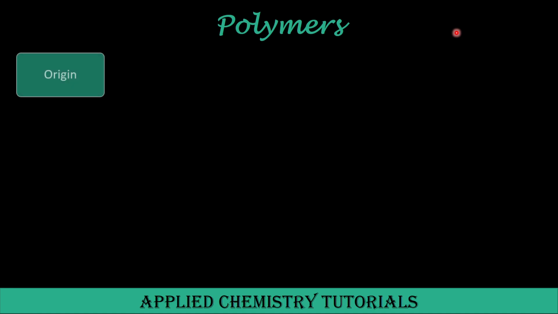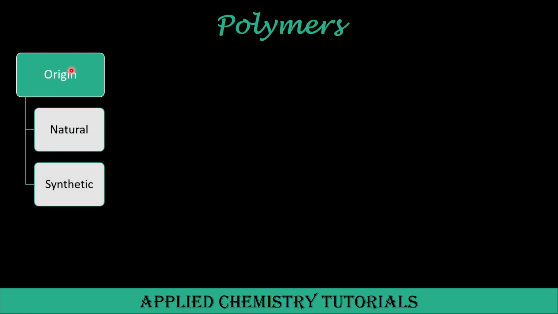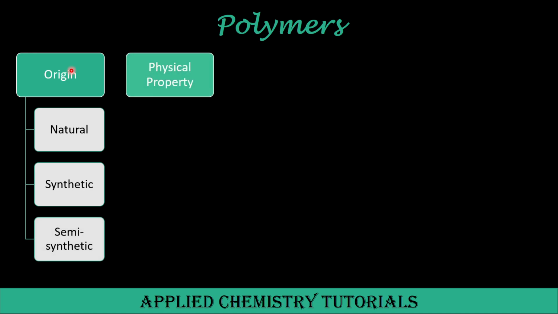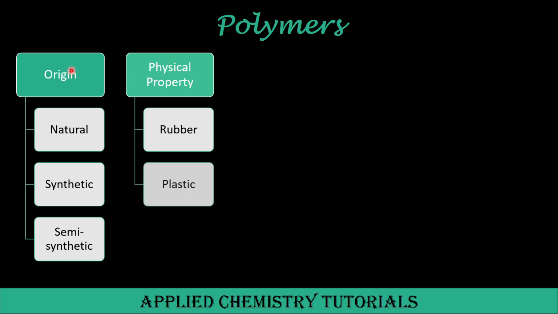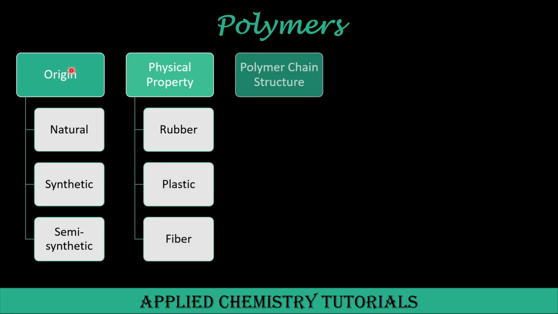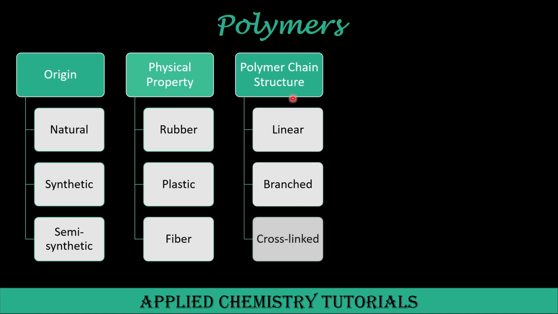Moving forward, the next parameter is origin. Based on that, polymers can be divided into natural polymer, synthetic polymer and semi-synthetic. Then based on physical property, polymers can be divided into three categories: rubber, plastic and fiber. Based on how the polymer chain structures are, polymers can be linear, branched and cross-linked.